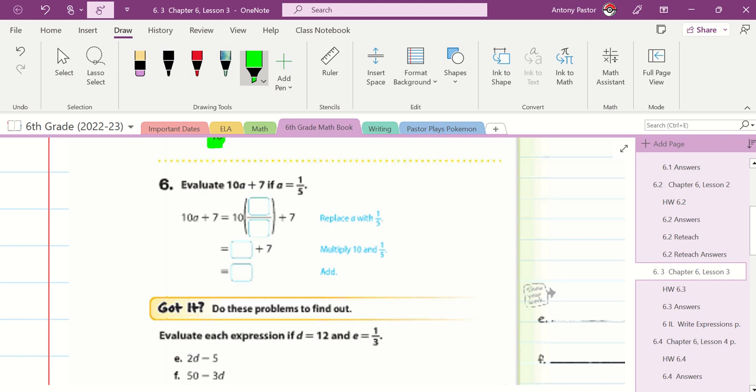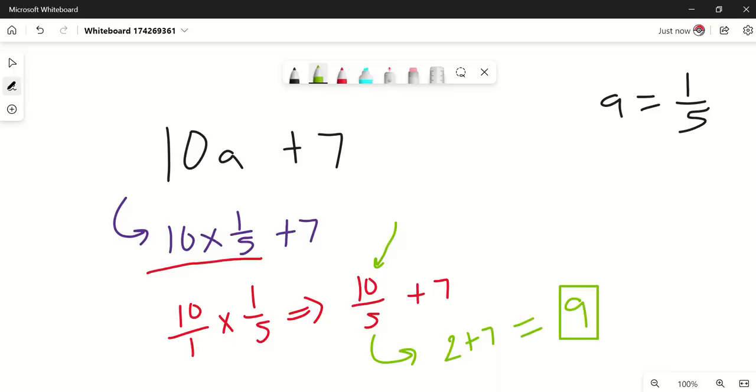Because remember, we'd plug in the 1/5. 10 times 1/5 would become 10 fifths. 10 times 1, 1 times 5. And then 10 fifths is an improper fraction. Numerator divided by denominator would make that 2 plus 7 equals 9.